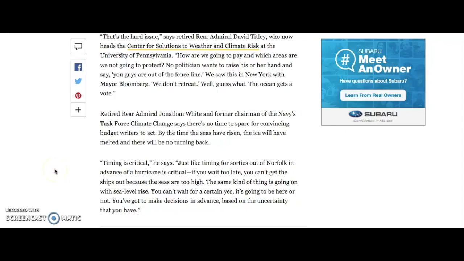So the purpose of this article is to show how the military is coping with adverse effects of climate change. It broaches the irony of a government who continually debates climate change's existence while the military is dealing with some of climate change's effects. It ends with a quote from Admiral Jonathan White advocating for decisiveness and action in spite of the federal government's climate change debates.